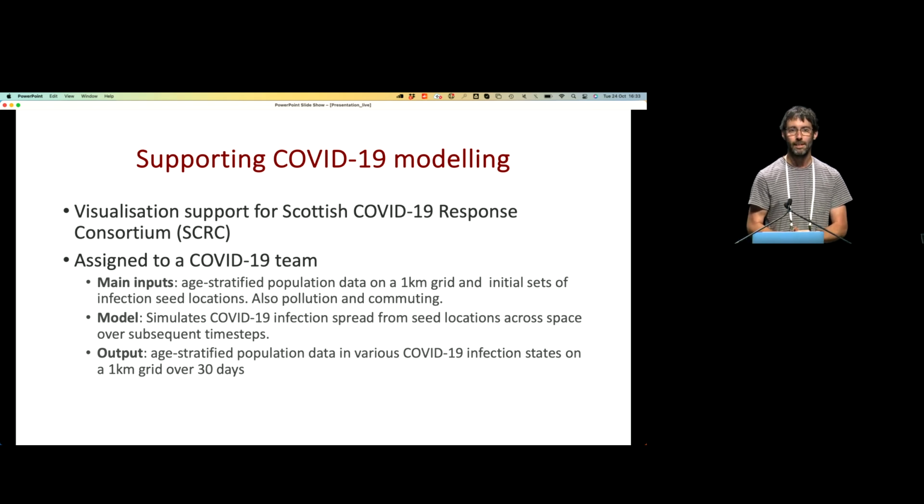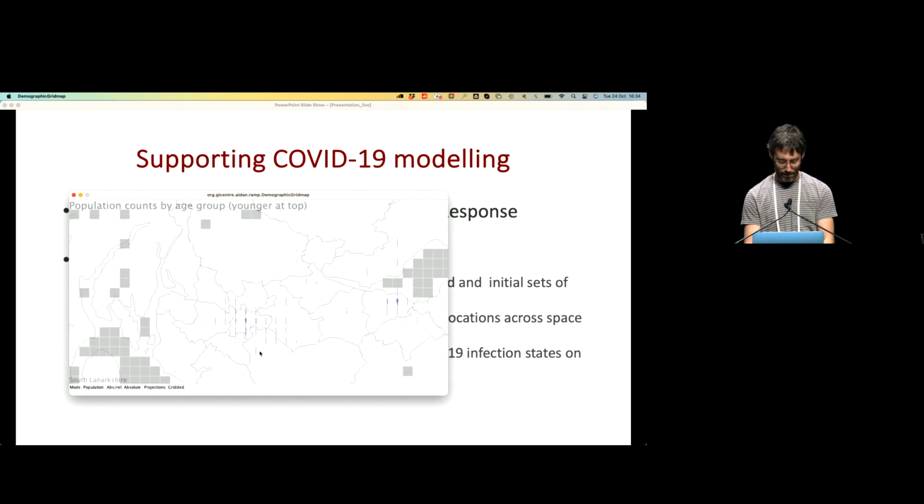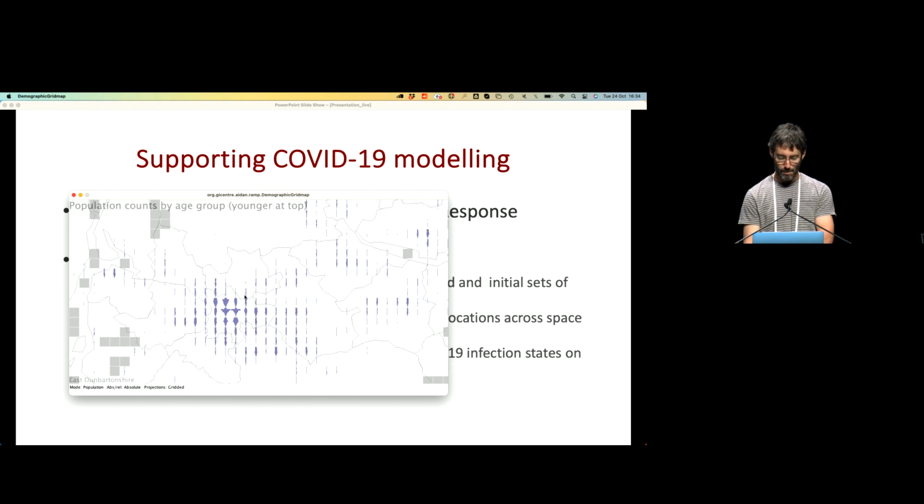What their model did was take population data for Scotland and model the spread of COVID from there. So here we have a representation of population data in Scotland. These are inverted population pyramids with young population at the top, old population at the bottom. You'll see in the big cities like Glasgow, you get a young population. That's what you expect in cities.